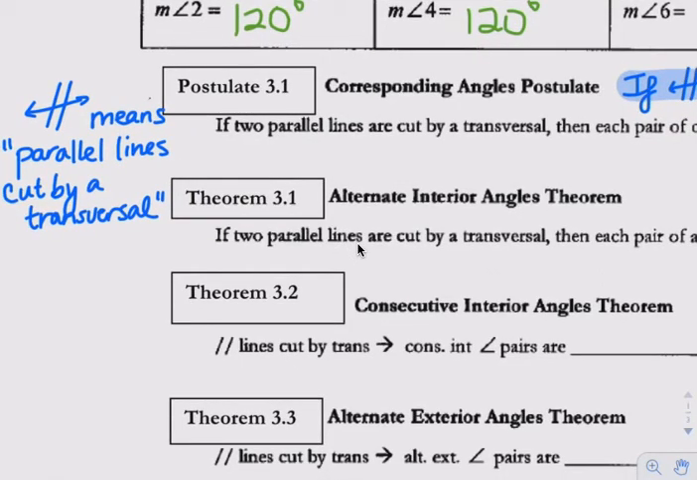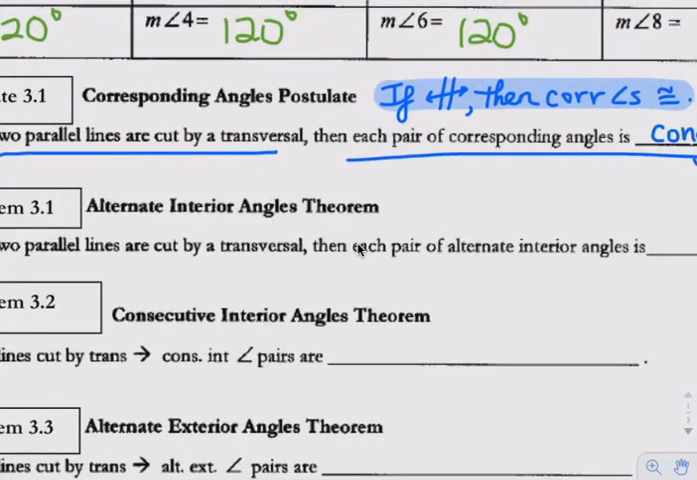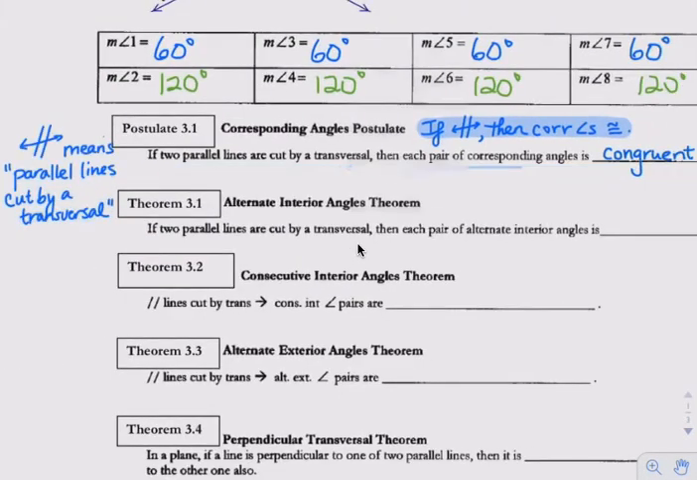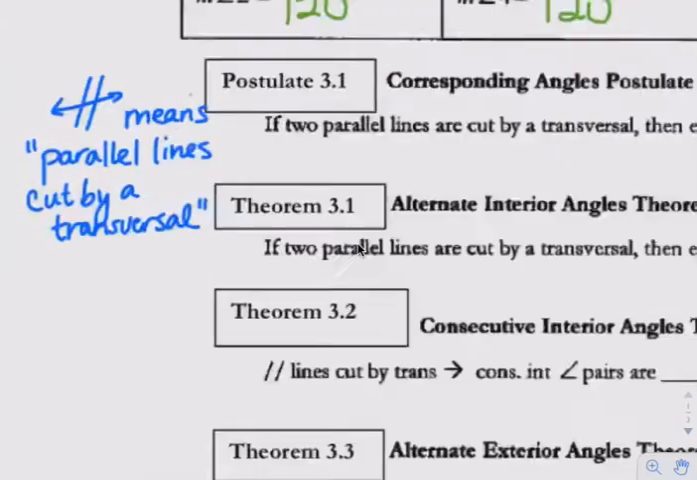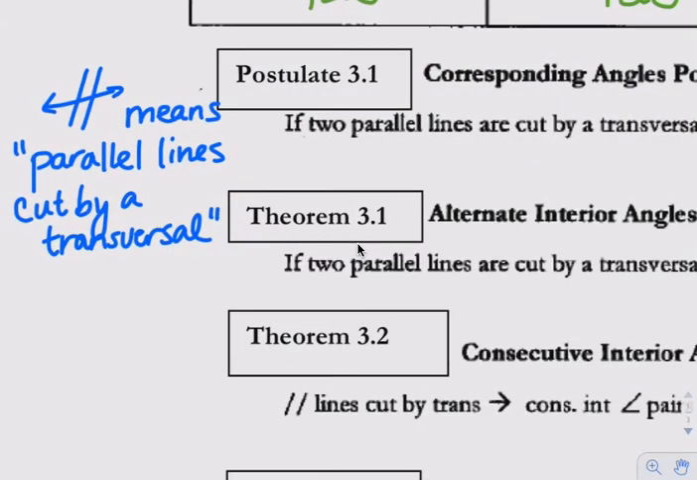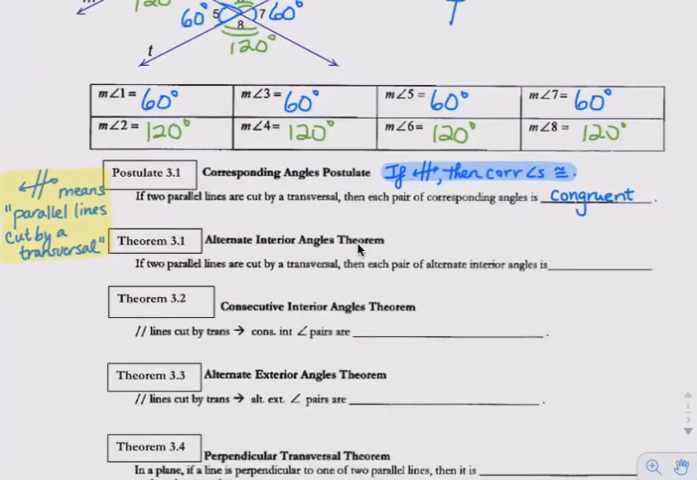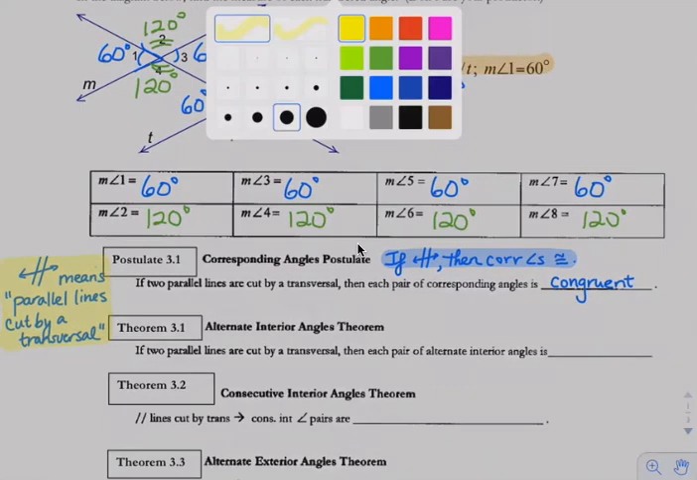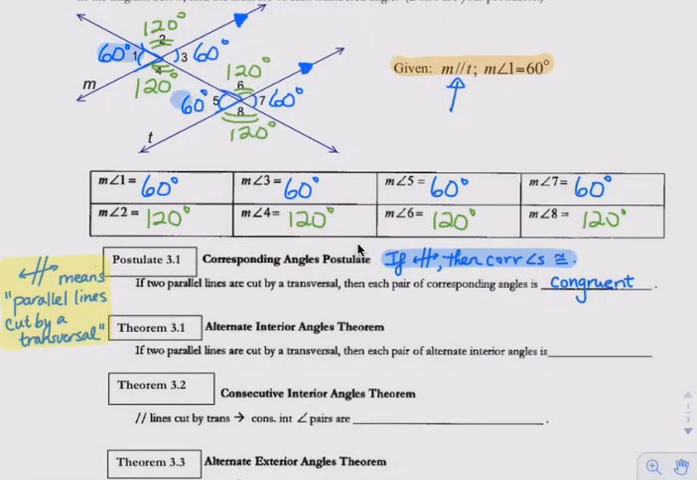If you wanted to write out the phrase, if two parallel lines are cut by a transversal, then each pair of corresponding angles is congruent, that's fine. But obviously I'm just trying to shorten it a little bit for you. But you have to understand what this symbol right here means. So this symbol means parallel lines cut by a transversal. So again, the way that this lesson is different than lesson 3.1 is that now we have parallel lines which will force the pairs of corresponding angles to be congruent, and some other relationships we're going to go through now.